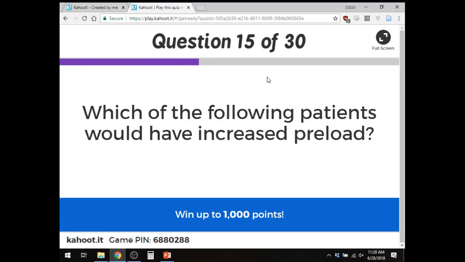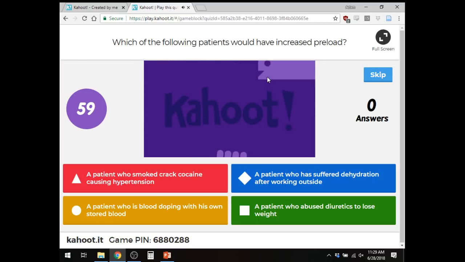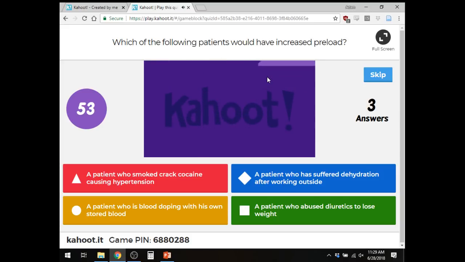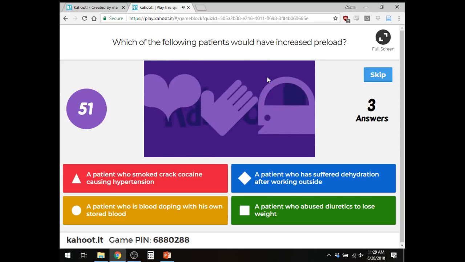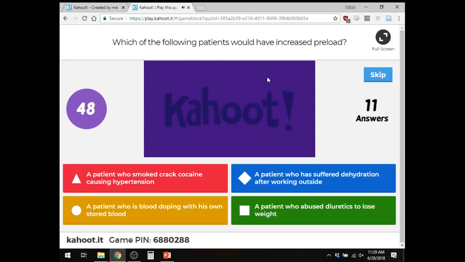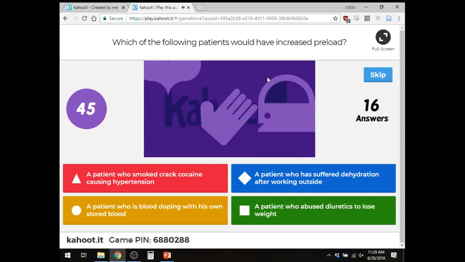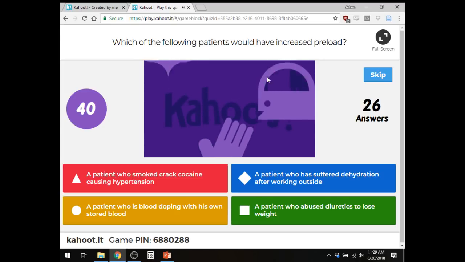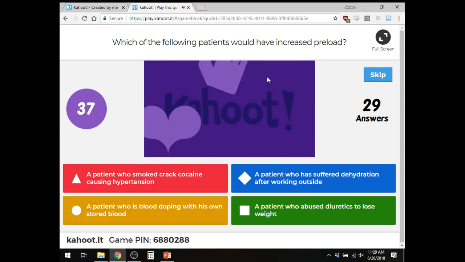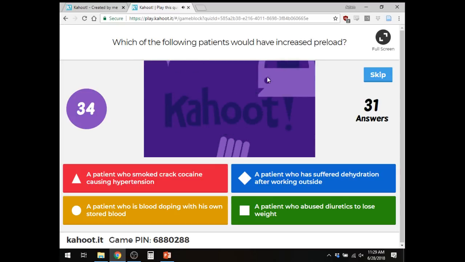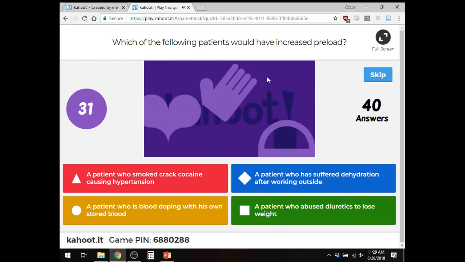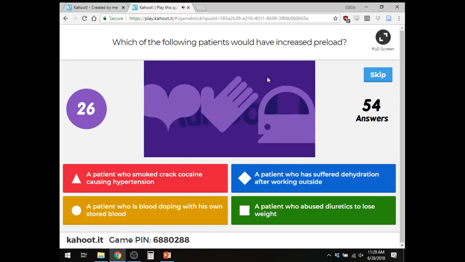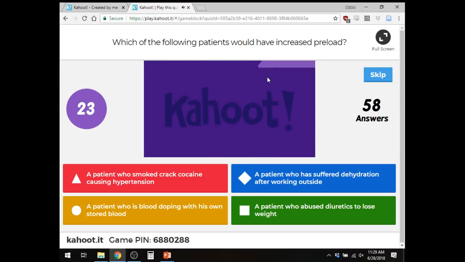Which of the following patients would have increased preload? A patient who smoked crack cocaine causing hypertension, a patient who suffered dehydration after working outside, a patient who is blood doping with his own stored blood, or a patient who abused diuretics to lose weight. Or you could say the professor who was up front in the very hot classroom causing dehydration. See, increased preload.